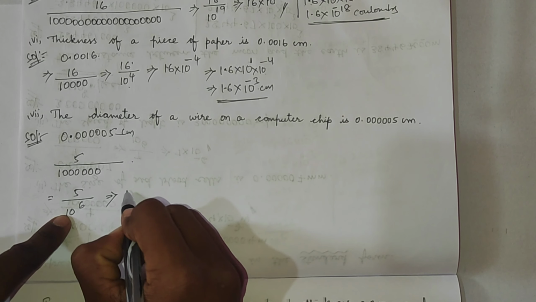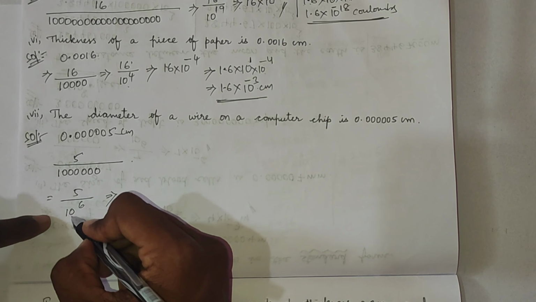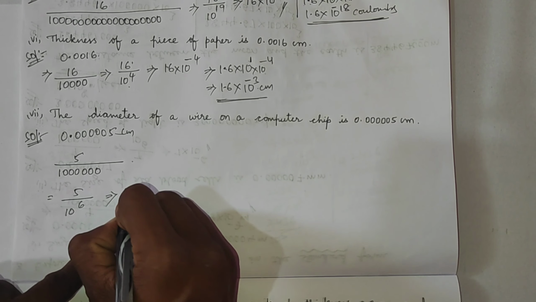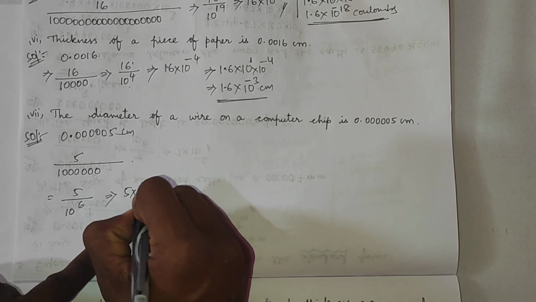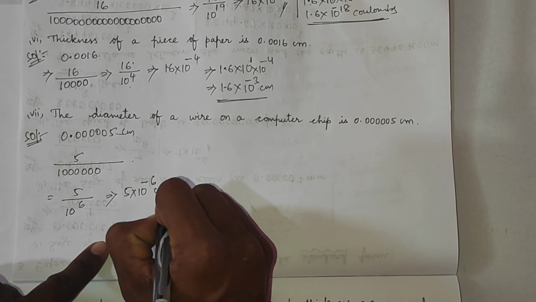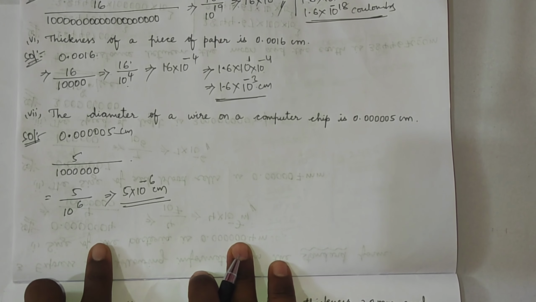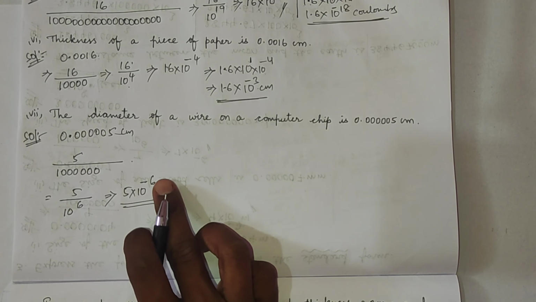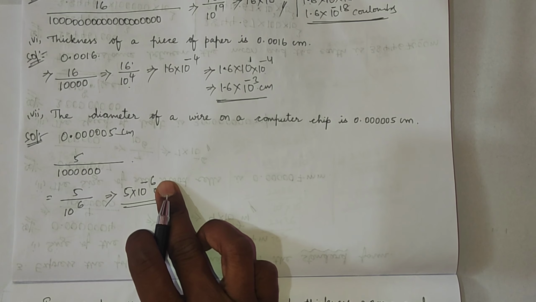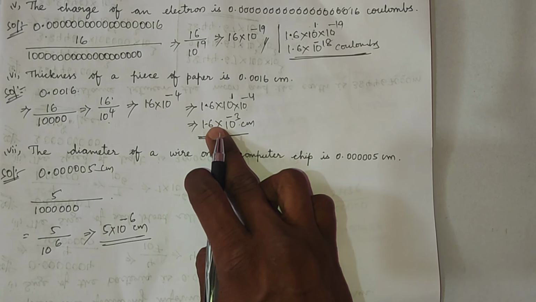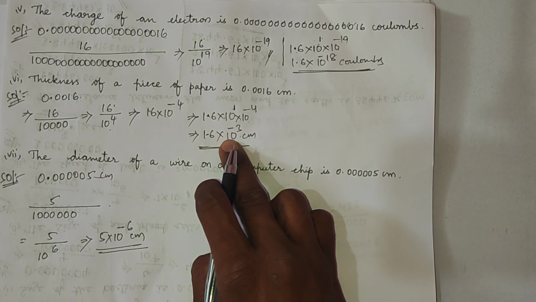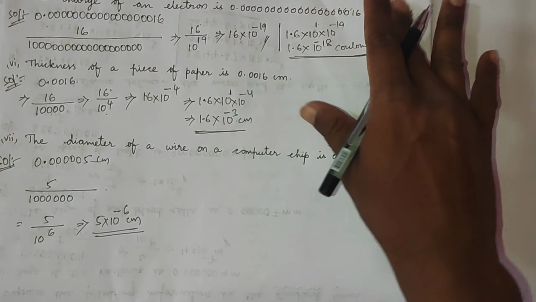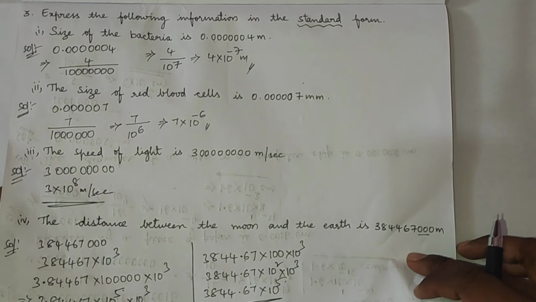So we know the same formula, 1 by a to the power of n is a to the power of minus n. Then 5 into 10 to the power of minus 6 centimeters. When we get a single digit, we write the answer directly. When having 2 or more digits, we place a decimal point. So we get answers like these. This is about the third bit. This is clear.